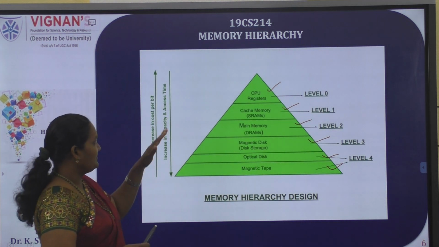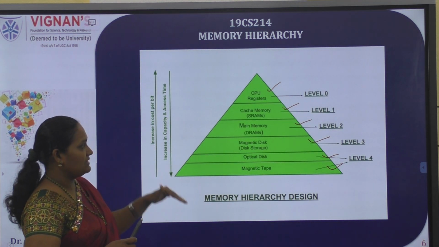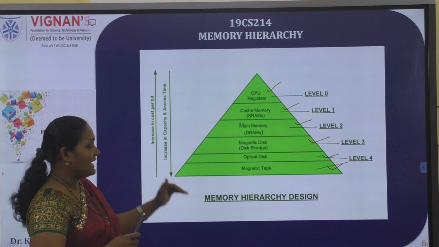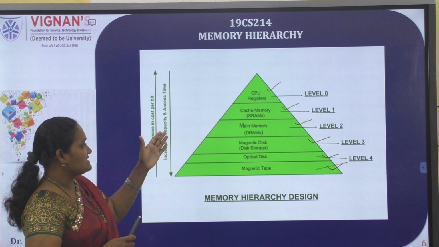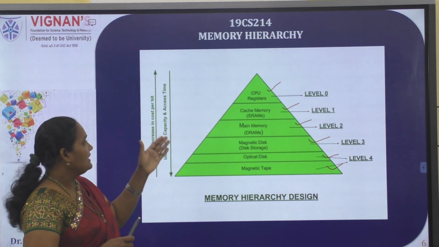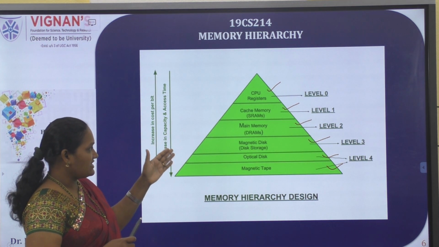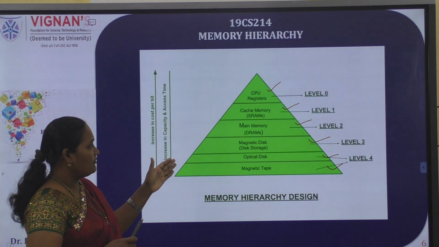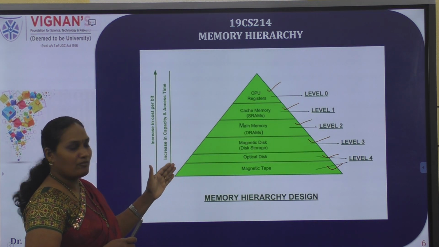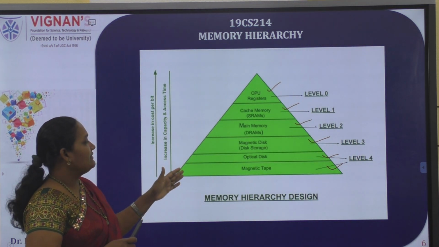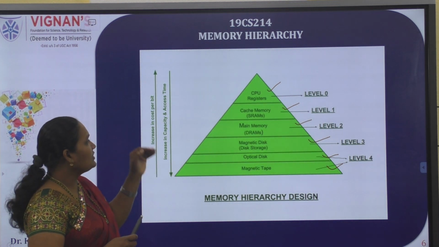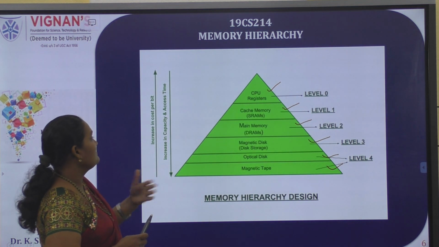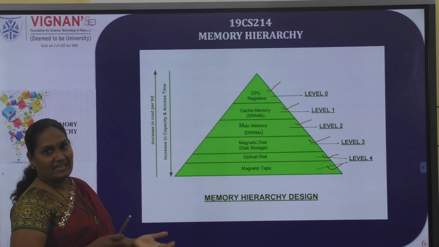So we represented the whole memory hierarchy in levels. In level 0 we have CPU registers, in level 1 cache memory, in level 2 main memory, in level 3 magnetic disk, and in level 4 optical disc and magnetic tape. Now what about their hierarchy? In which terms are we going to define it?